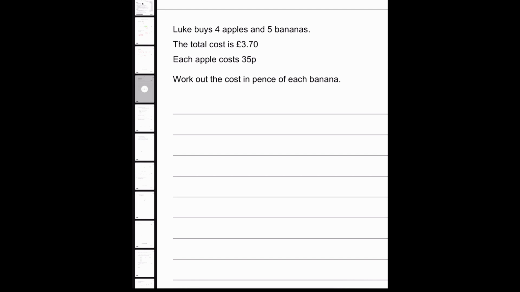Question 6 tells us that Luke buys 4 apples and 5 bananas. The total cost is £3.70. Each apple costs 35p. Work out the cost in pence of each banana. In order to work out the cost of a banana, we need to work out how much we spend on bananas first. Since we know the total cost and how much each apple costs, we can work out how much we spend on apples and deduct that from how much we spent.